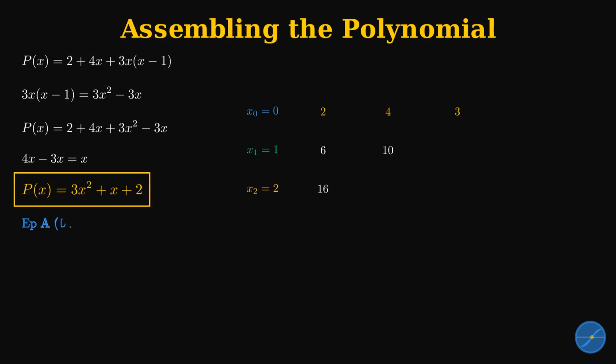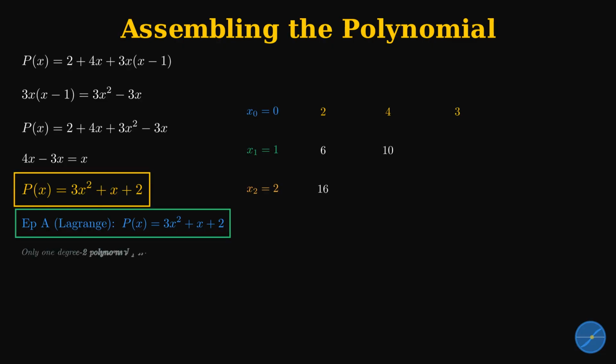Now look, same polynomial as last time. 3x squared plus x plus 2. We got there a completely different way. That's not luck. There's only one polynomial through those points. So both methods must give the same answer.